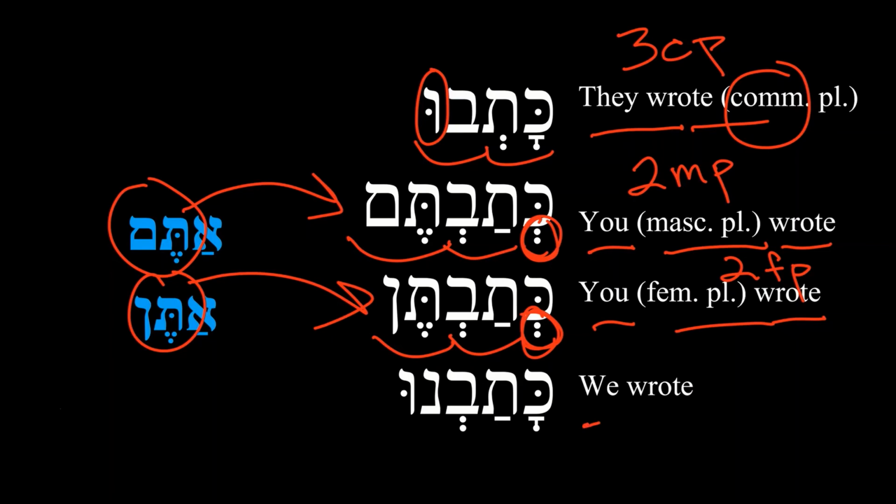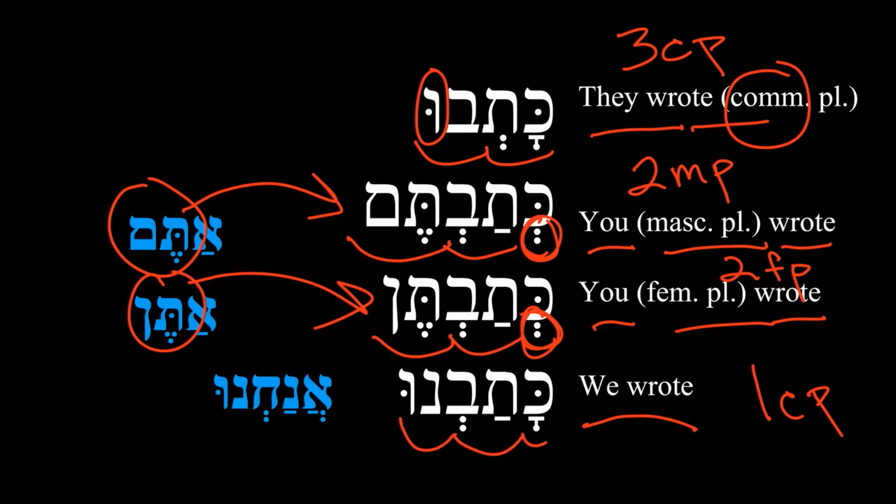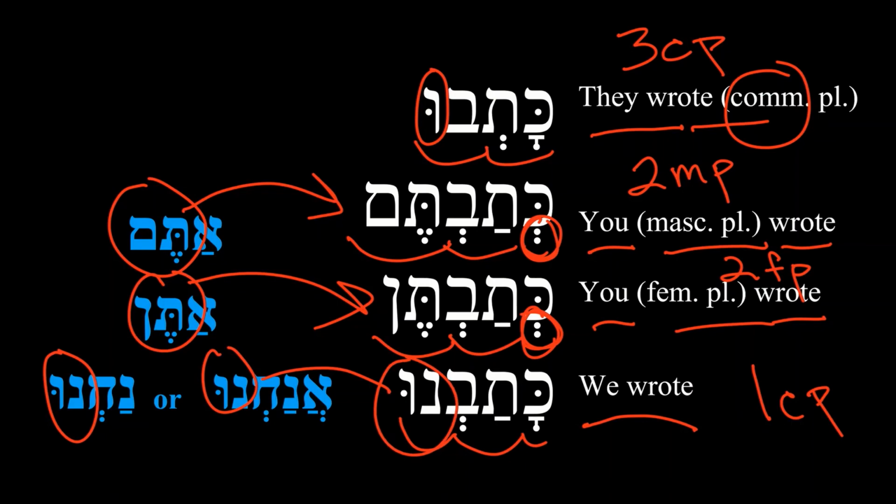Now, if we wanted to say we wrote, this would be a 1cp. Again, it's common, masculine, feminine, in the plural. We would say katavnu. Now, again, look at the personal pronouns, either anachnu or the shorter form nachnu for we has the nu at the end of it. Notice the nu at the end of katavnu. We wrote.